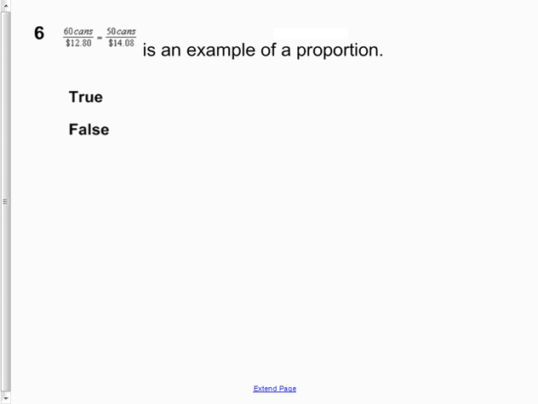Question 6. So question 6 says 60 cans for $12.80 is equal to 50 cans for $14.08 is an example of a proportion. Well, that's true because we learned that when we deal with comparisons, instead of saying equal, we could say they're proportionate to each other, and this would be an example of a proportion. Okay, and I could break it down to a unit rate. I could see how many cans you can get for $1, or I could flip it upside down and figure out how much it costs for a can. But it is an example of a proportion.